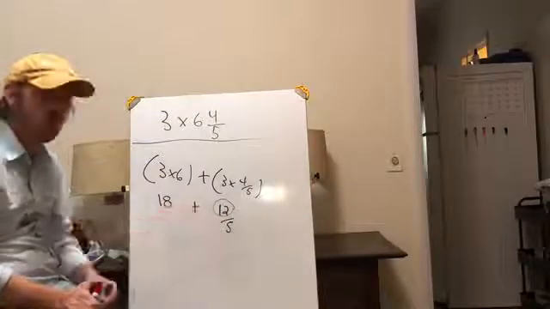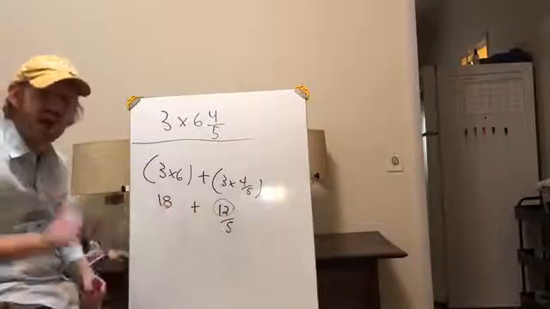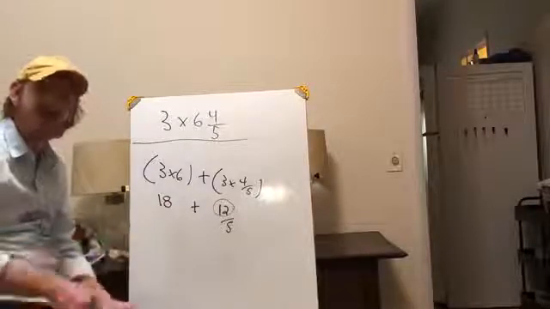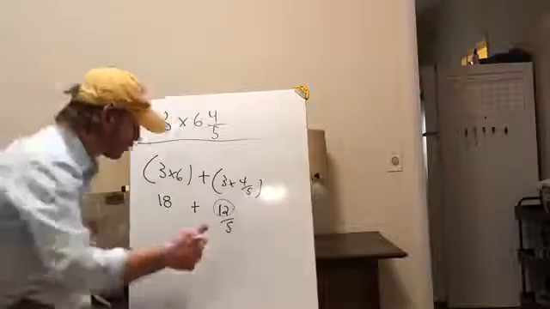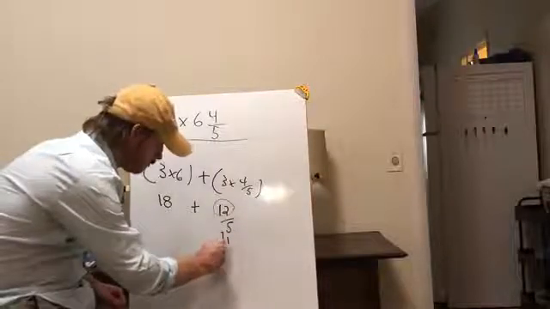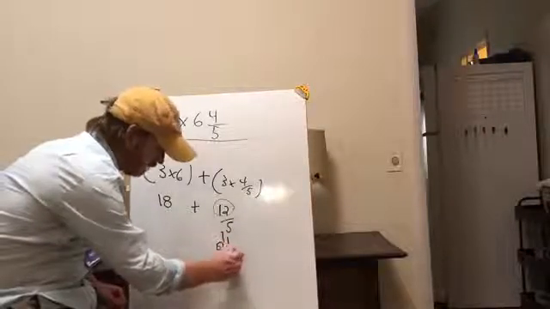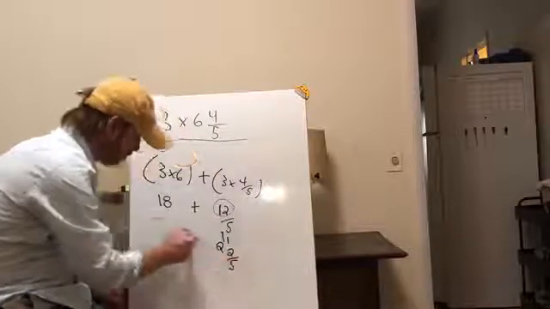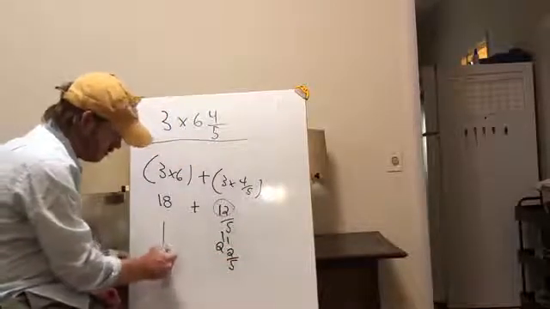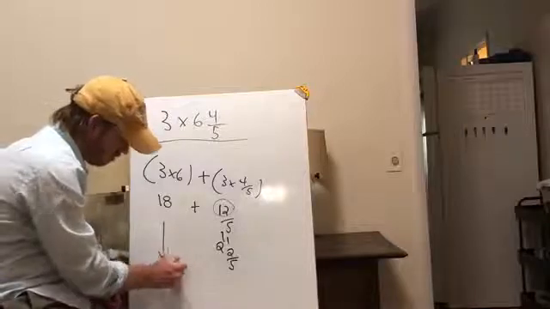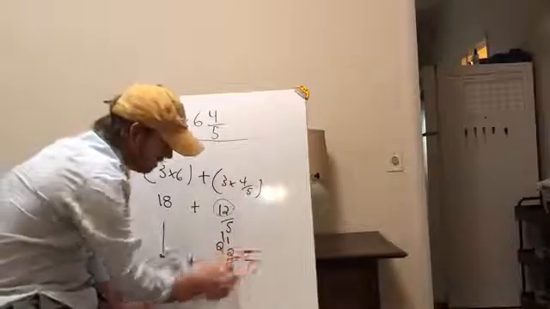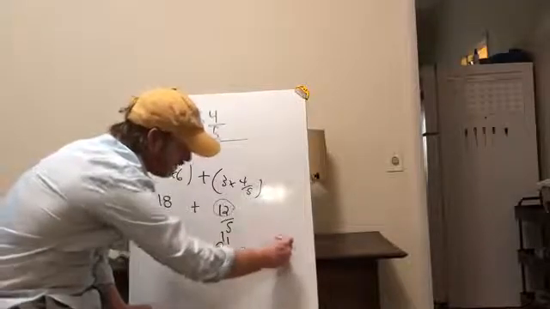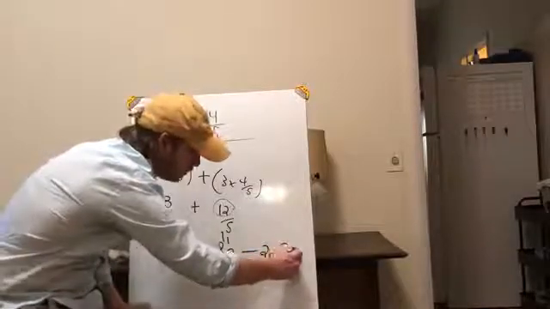5 can only go into 12 twice. 5, 10, and then 10, 11, 12. 2 left over. So I have 2 and 2/5. 18 plus 2 and 2/5 is equal to 20 and 2/5.